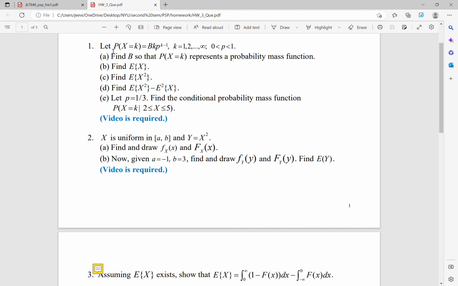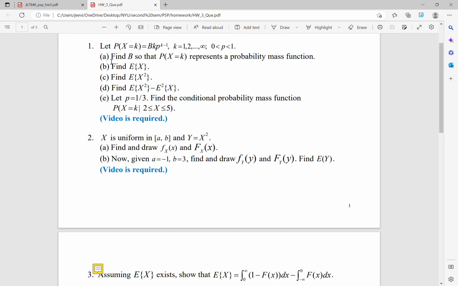As you can see, this is the question that is given to us. So let's go through the question. Let the probability of X equal to k be equal to b times k times p to the power k minus 1, where k is equal to 1 to infinity and the value of p lies between 0 and 1.